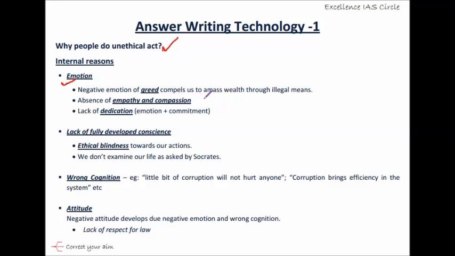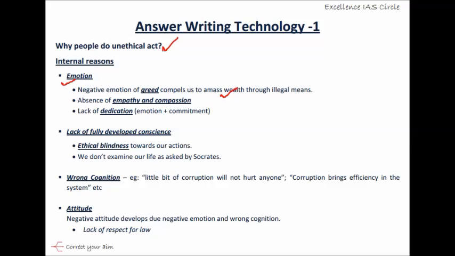So if something wrong is going on, if people are amassing wealth, if corruption is happening, if misappropriation of funds is happening, anything wrong is going on, some wrong emotion will be linked. So you just have to identify that emotion, whether it is greed, anger, lust, that is, out of hedonism, whatever it is. Just mention that. They're asking you the reason. This is one of the good reasons.